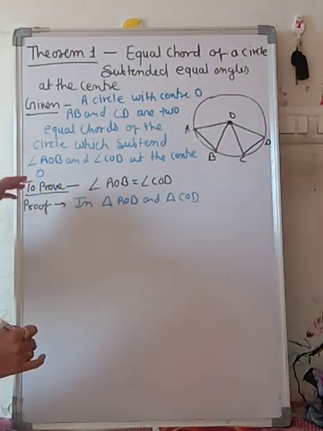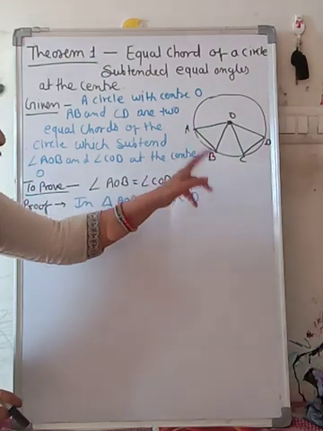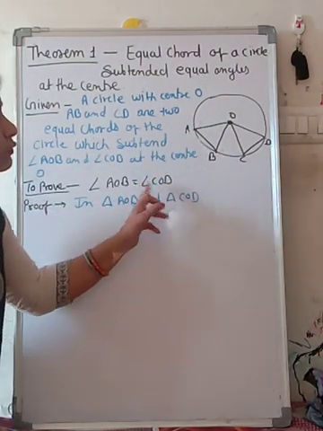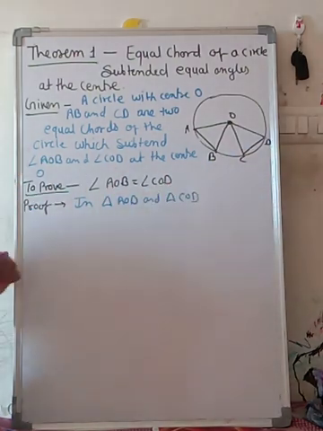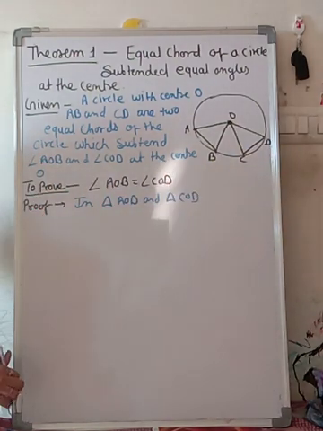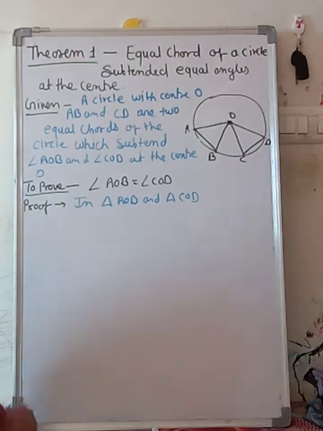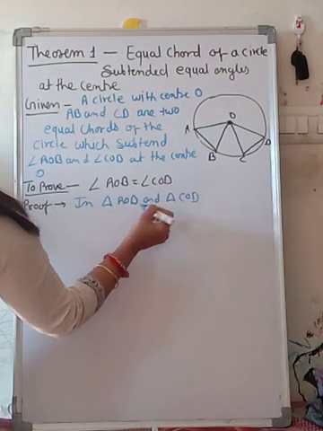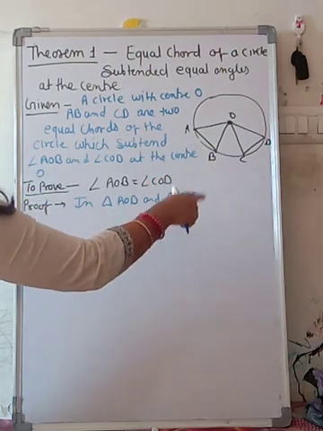Now we have to prove that if the chords are equal, then angle AOB is equal to angle COD. First, write down in triangle AOB and triangle COD.